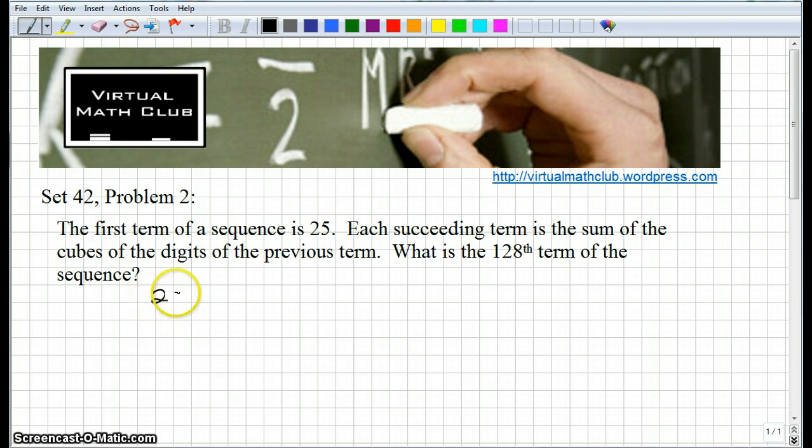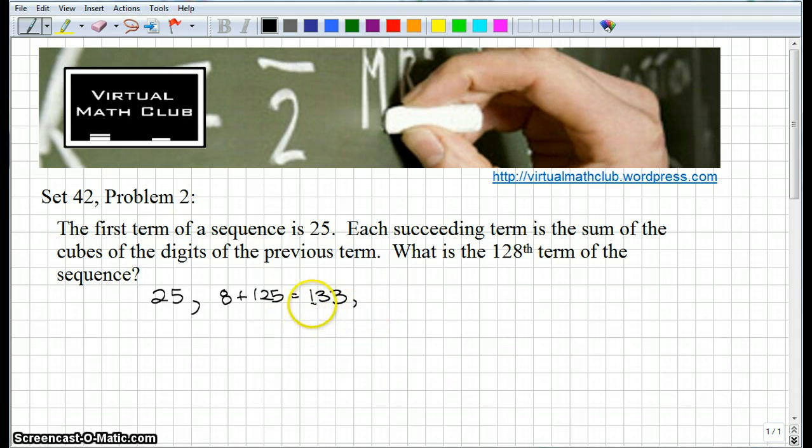Okay, so let's just work through it. We know we start with 25, and the next term is going to be the sum of the cubes of the digits. So we're looking at 2 cubed is 8, and 5 cubed is 125, right? Okay, so if we add those together, what do we get? We get 133.